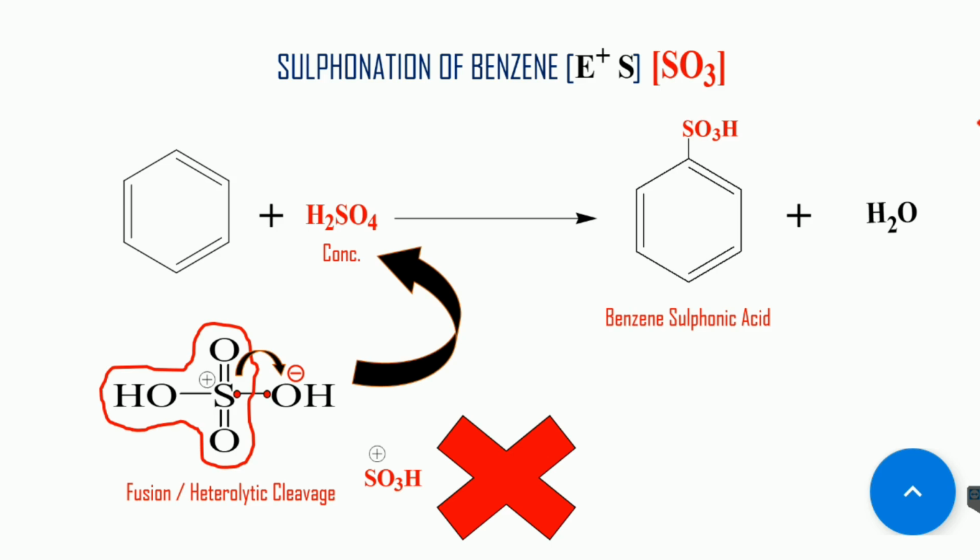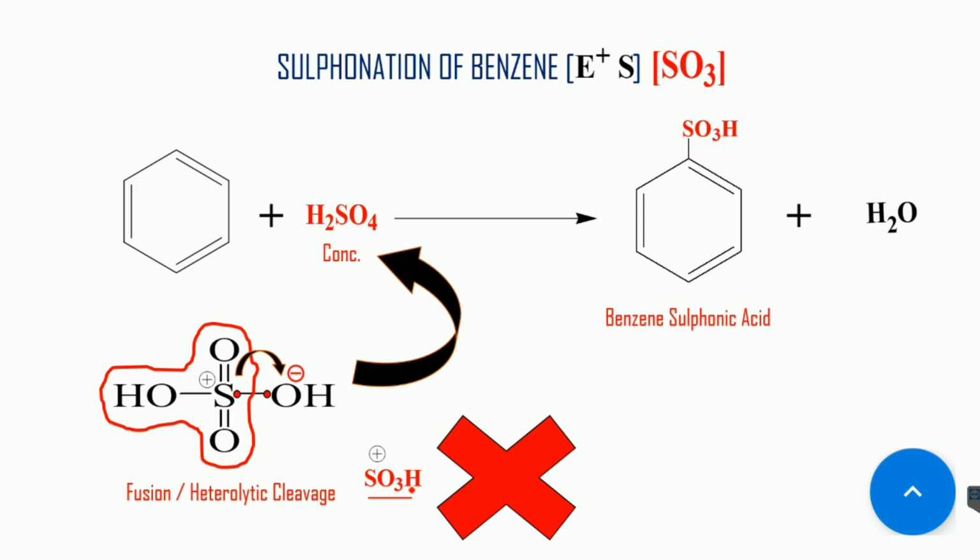Now we have to learn how dissociation happens in H2SO4, that is sulfuric acid, and we get SO3 as an electrophile, not SO3H as an electrophile. So I will explain all these things one by one. First of all, if we assume that SO3H acts as an electrophile, if we are taking this one as our electrophile, then what is the problem?